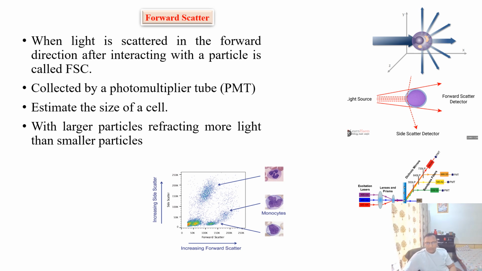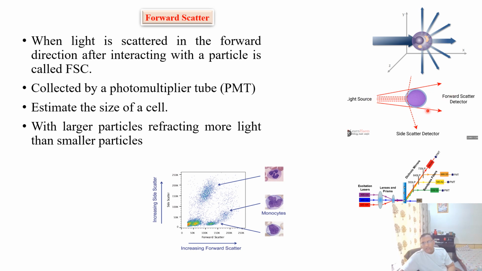As we know, once light strikes any object or any cell, the light is reflected in different directions. Some light is forward scattered, some is side scattered, and some is absorbed. This is the light source, and it strikes the cells. Some light is absorbed, some is reflected inside, and some goes in the forward direction. So that light is reflected in the forward direction.